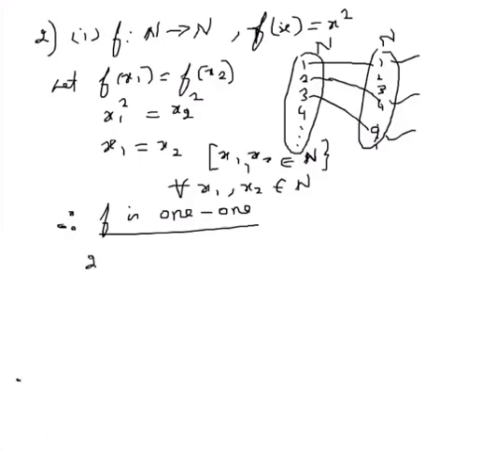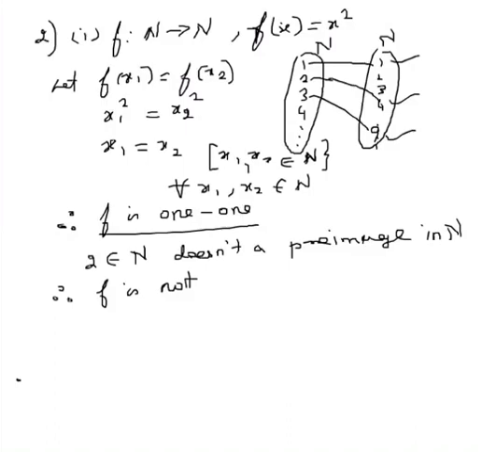2 belonging to N doesn't have a pre-image. The pre-image will be square root of 2, which is not there in the first set N. Therefore, f is not onto. Or you can write there is no element in the domain N such that x square is equal to 2. Therefore, f is not onto, we can conclude.